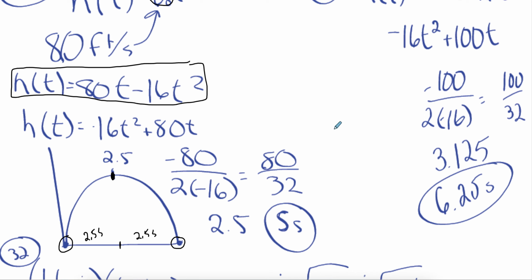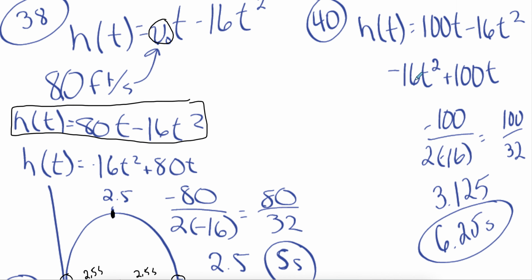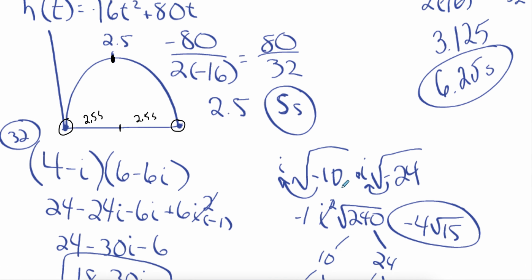Okay? And then number 40 was a similar scenario. You have this function here, then you had to either graph it, maybe find the maximum or minimum here. So you do negative b over 2a, plug that in, 100 over 32, we get 3.125. And when you multiply that by 2, similar scenario, it's in the air for 6.25 seconds. So it looks like it was the same kind of idea there.